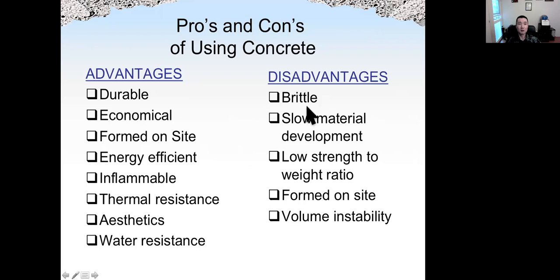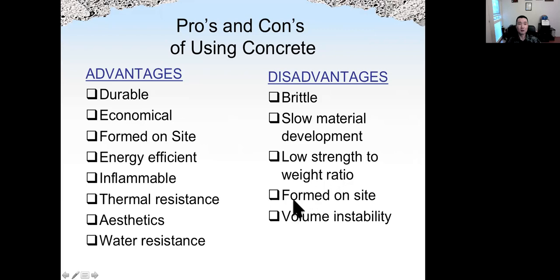But concrete is very brittle, which means under tension and shear, it is pretty weak. Concrete also has slow material development. The strength of concrete is achieved after several days. After 1 day, you can detach the formwork. After 7 days, the concrete will be strong enough, and after 28 days, the concrete achieves its final strength. So you need time to develop its strength. Also, concrete is heavy, so it has a low strength-to-weight ratio compared with steel.